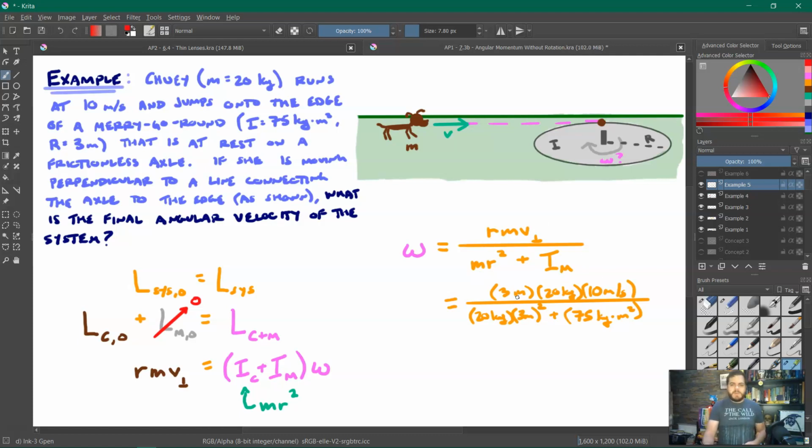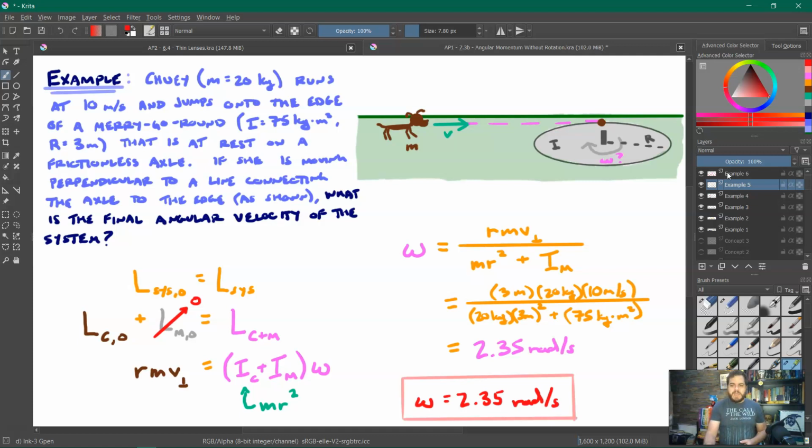Stick in some numbers. 3 meters times 20 kilograms times 10 meters per second, all over the I of Chewy, which is 20 kilograms times 3 meters squared, plus the rotational inertia of the merry-go-round, which would be 75 kilograms meters squared. Let's go ahead and take our calculator out, punch this in, and we should be getting that the angular velocity of the system is 2.35 radians per second. So when she jumps on and lands, that is the rate at which it's going to spin.